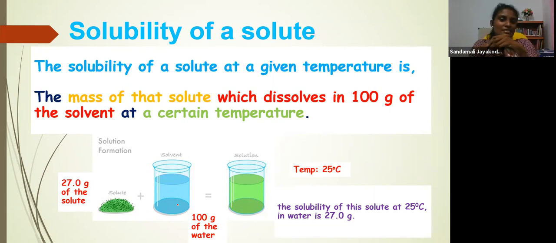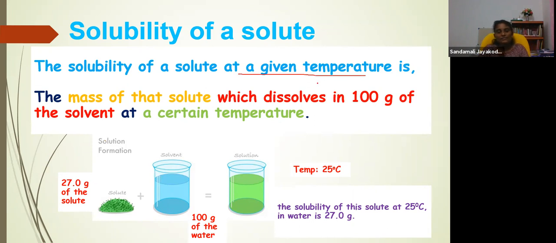solubility is. Solubility is not just taking some water and the salt dissolving and disappearing. It has a definition. It has a particular correct amount. The solubility of a solute at a given temperature is a special term. We define this for a specific, given temperature.